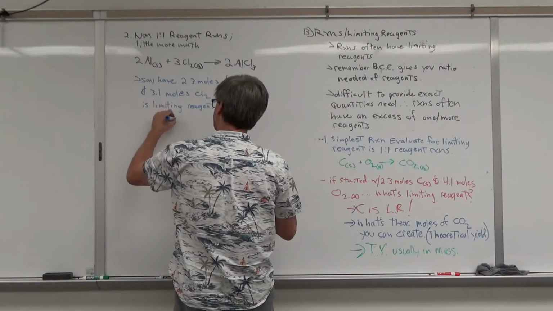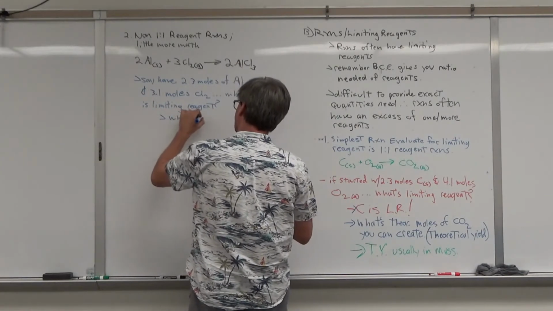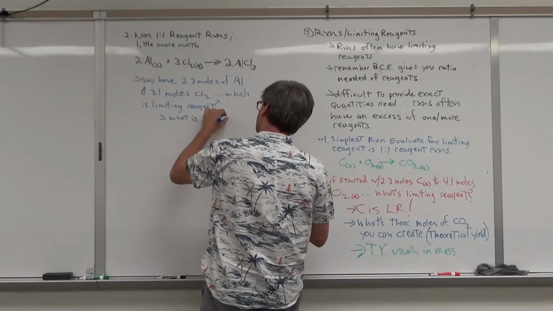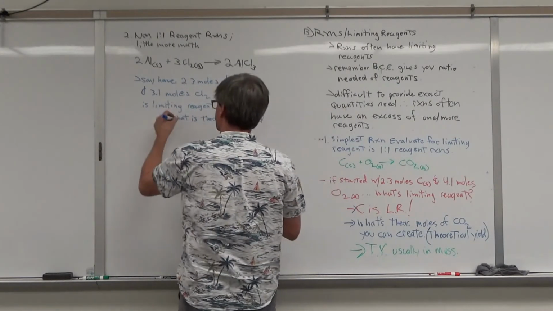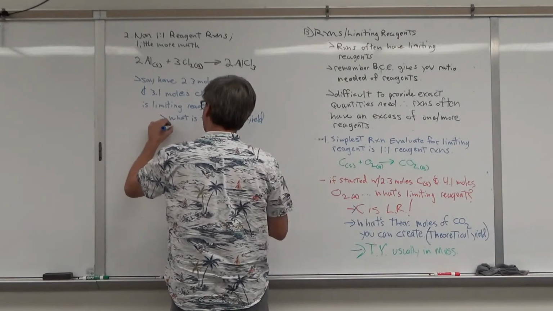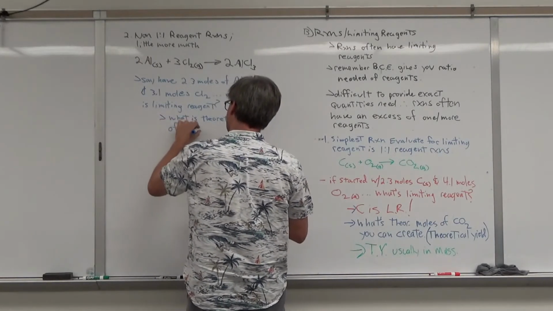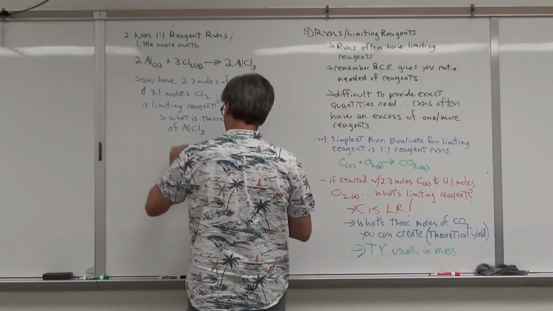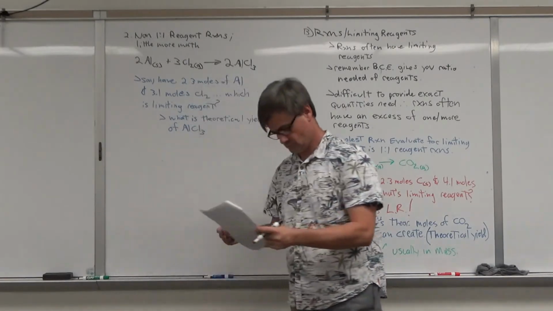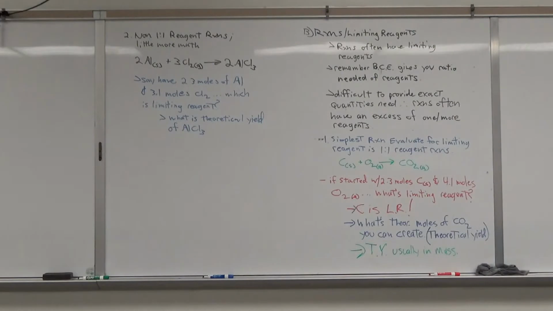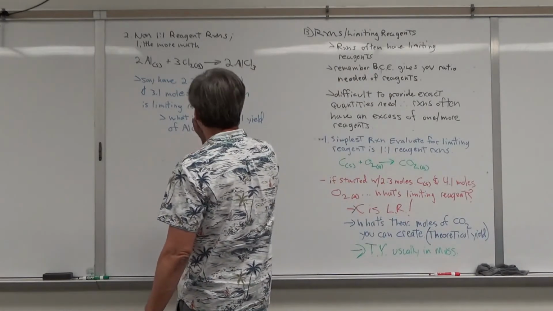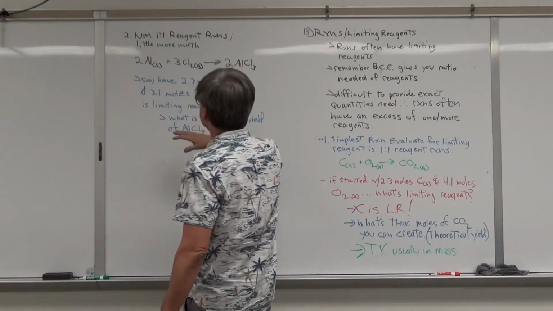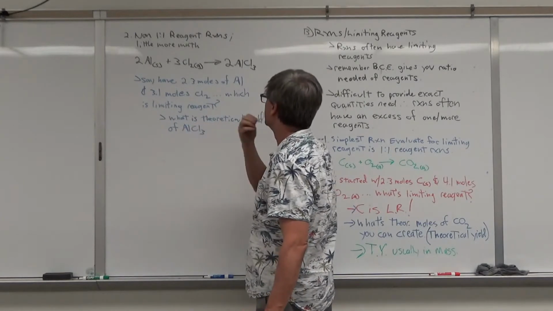And what is the theoretical yield? Once you figure that out, what's the theoretical yield of aluminum chloride? So the way I approach this is, do two separate calculations.